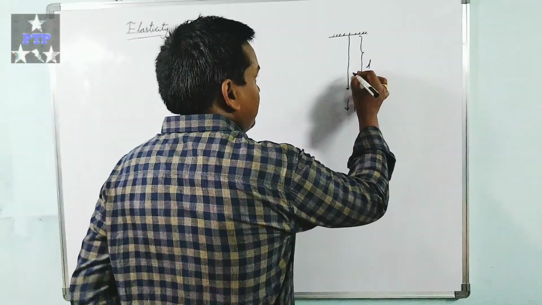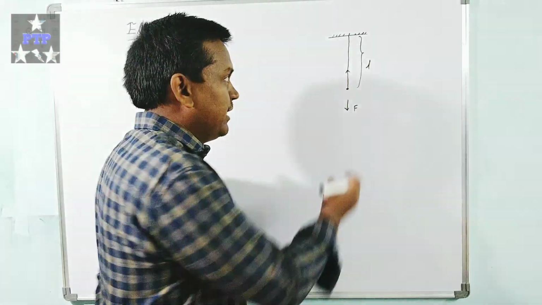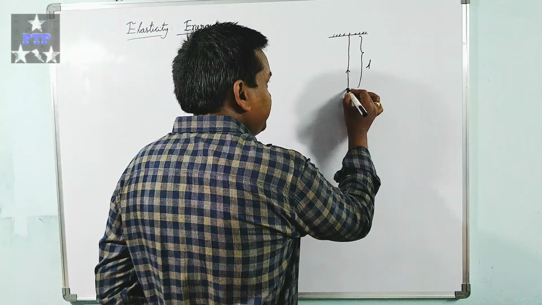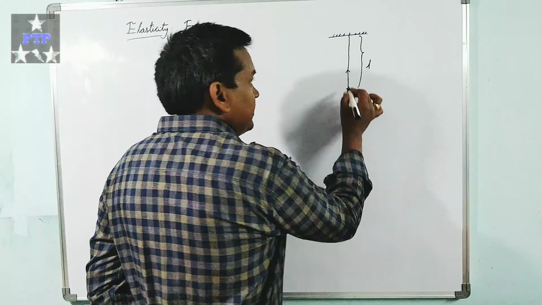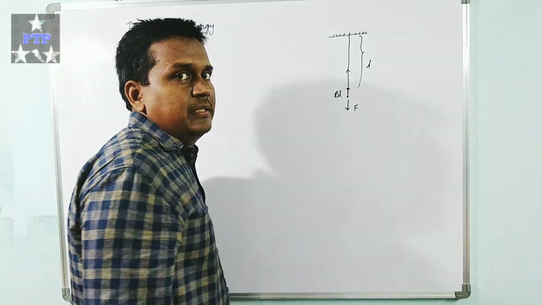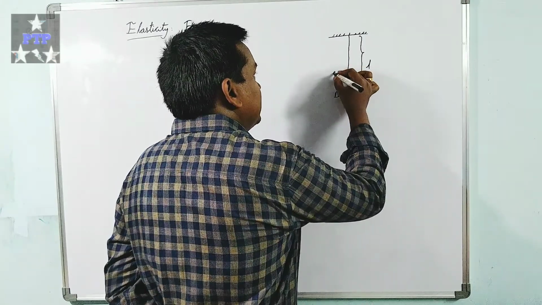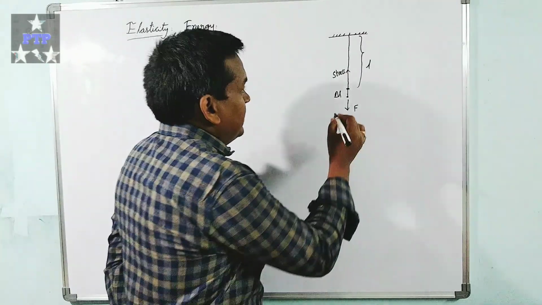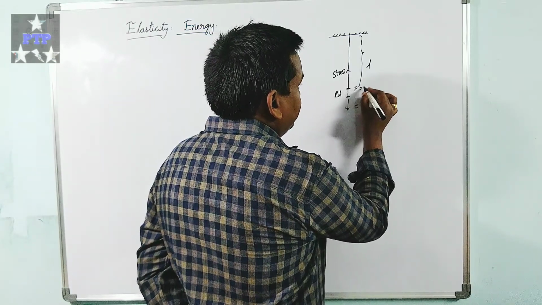Due to the application of force, the restoring force will act opposite to that force while elongating it. Due to the force application, the string elongated by some delta L, and the string tends to some stress. A stress is applied on the string, and initially the force on the string is 0.